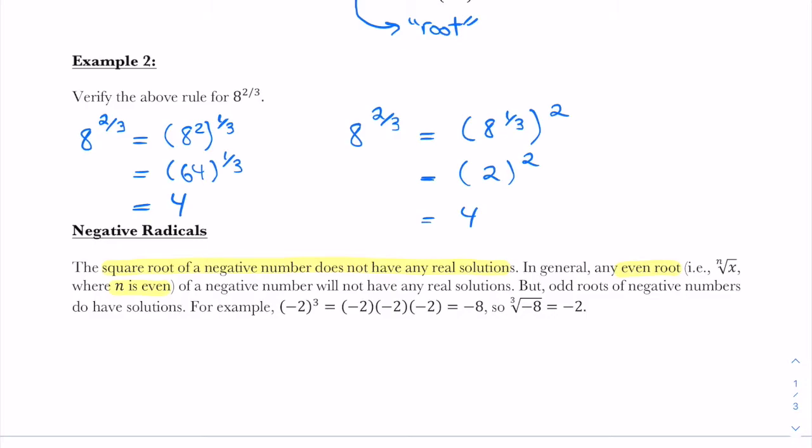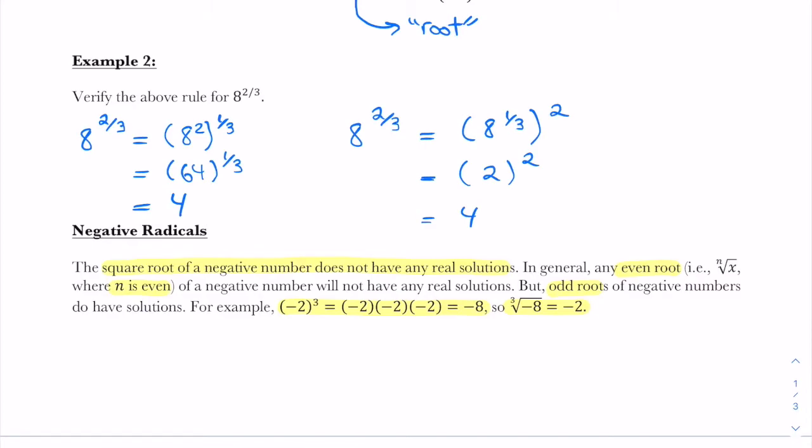However, odd roots of negative numbers are okay. So you can take, for example, the cubed root of a negative number. Let's take a look at this example. Notice that negative 2 raised to the exponent 3 is equivalent to negative 2 times negative 2 times negative 2, which evaluates to negative 8. Then, when you take the cubed root of negative 8, you're asking what number multiplied by itself 3 times is negative 8. This is in fact negative 2. So generally speaking, you can take odd roots of negative numbers, but not even roots.